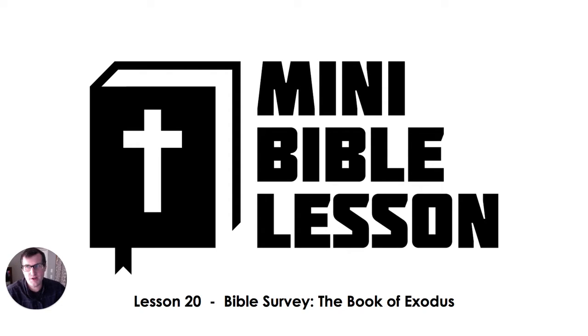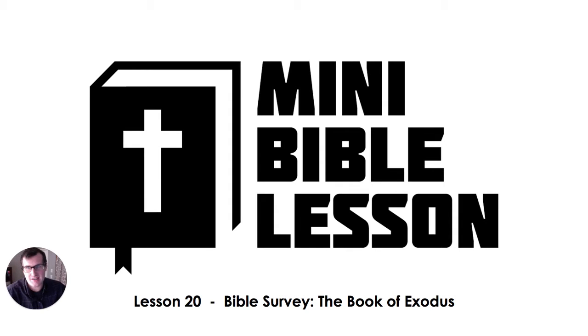For lesson number 20, we're continuing our survey of the Old Testament. The goal of this overview of the Bible is so that we can better understand how each book fits together. Because the Bible is one book that's made up of 66 smaller books written over hundreds of years by up to 40 different authors. So for most, that makes studying the Bible a pretty daunting task.